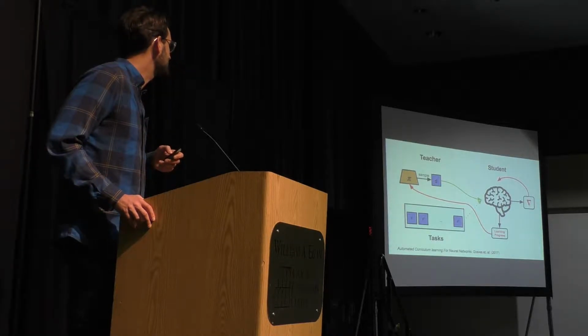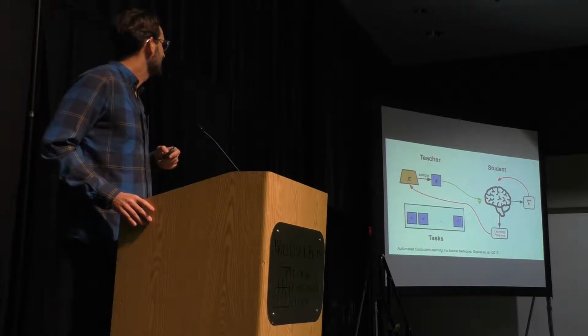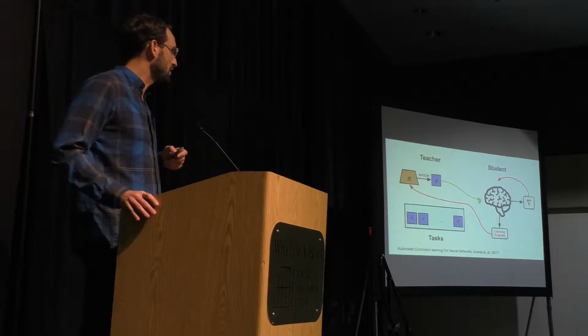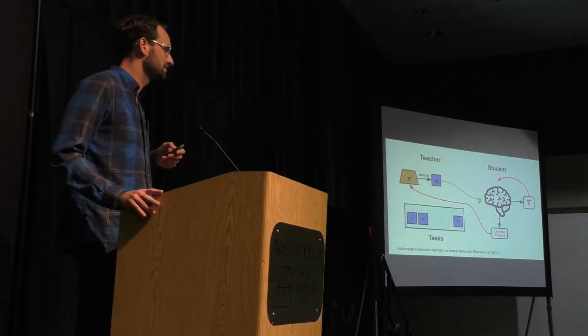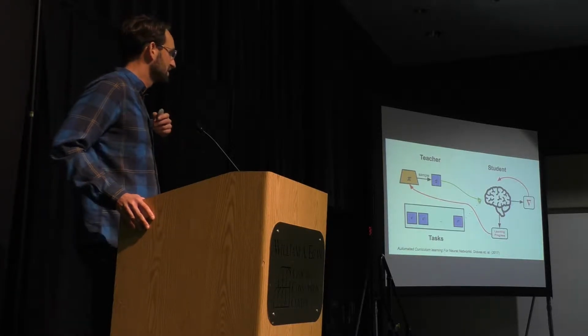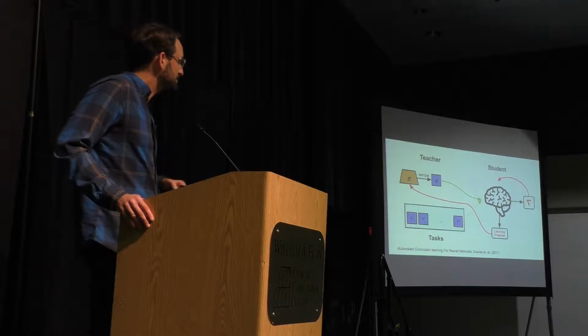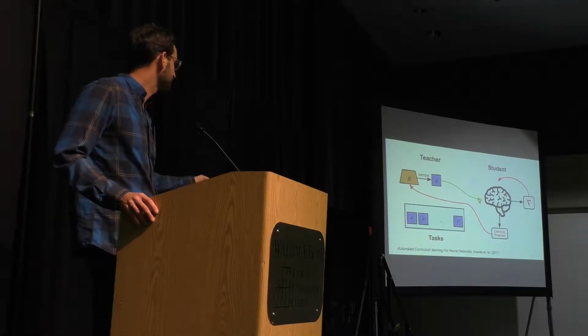And then the teacher has a bunch of tasks to choose from. So this is the curriculum, this D1 to DK. Basically, the teacher is a policy, so it's a set of K weights that determine a stochastic policy, and it samples from that policy at each step, picks a task. Then once it's picked a task, it gets a random sample from that task, and then it feeds that to the network.